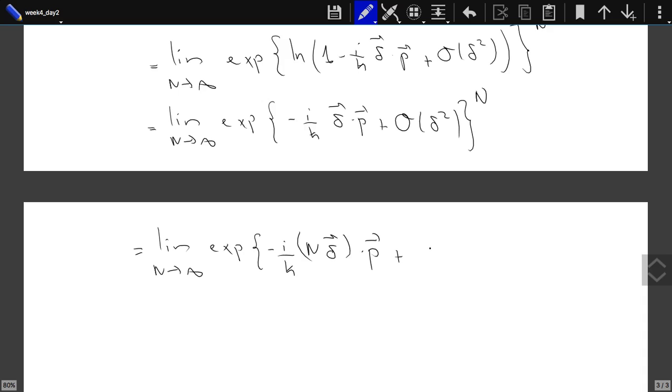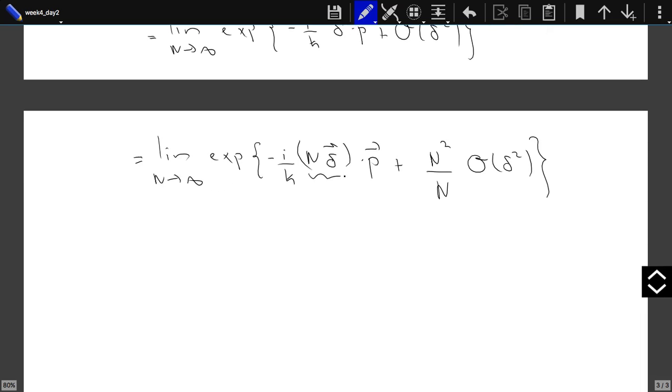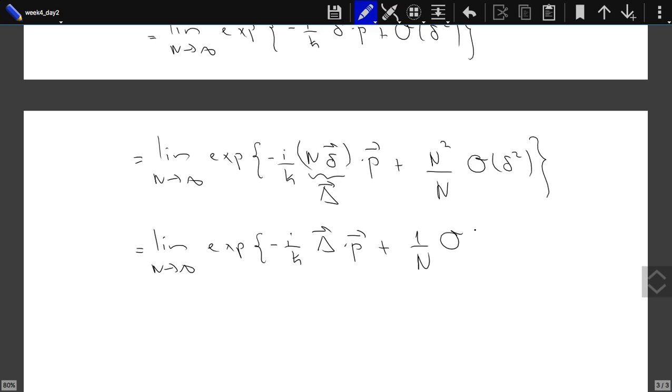plus n over n times terms of the order of delta squared. Well, you see, n times delta is what I had called the capital delta, my finite translation. This is the limit as n goes to infinity, exponential of minus i over h bar capital delta dot p plus 1 over n terms proportional to n times delta squared, or higher order terms of n times delta.